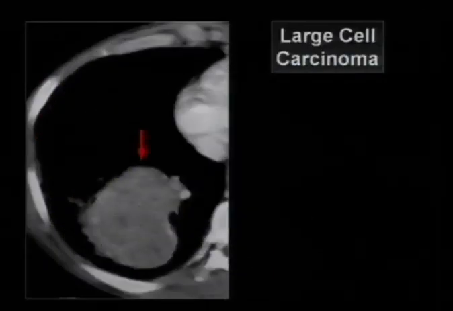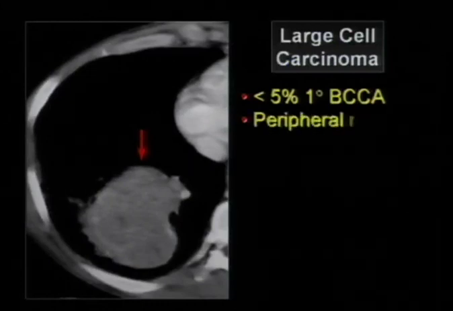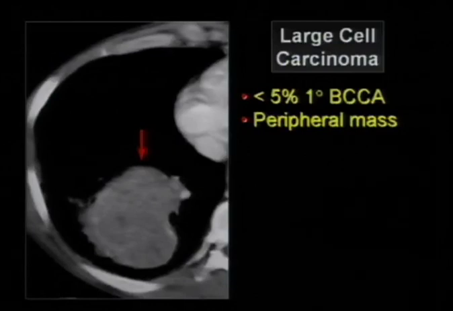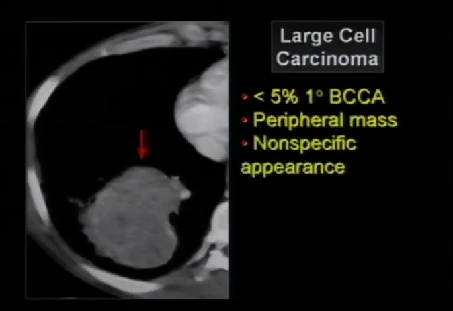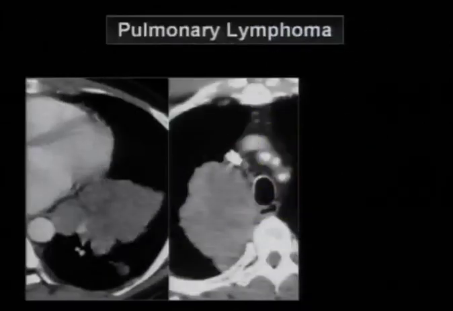Large cell carcinoma, nothing really specific about this. It's a fairly uncommon neoplasm as far as bronchogenics go, well less than 5%. It tends to present as a rather large, nonspecific peripheral mass, and the reason why it looks aggressive is because it's usually quite large at presentation, nonspecific looking. It tends to grow very fast and tends to spread very early, which makes it overall very poor survival. Nothing very specific about this, and it's going to look a lot like some of the other neoplasms I'm going to talk about in just a second.